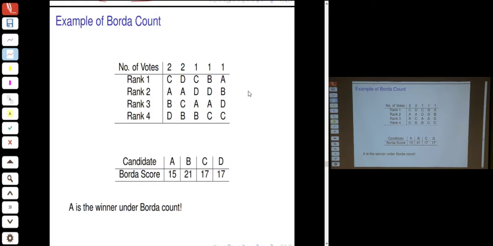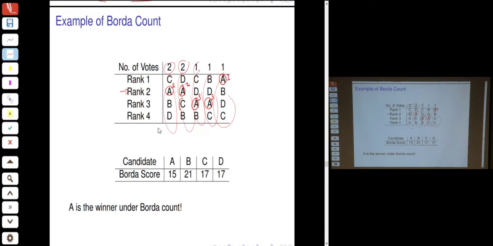There are 4 candidates, and these are various possible preference lists, and for each preference list you have the total number of votes polled. So for example, let's look at candidate A. Candidate A is ranked 2 here, so candidate A gets 2 points here. He is ranked 2 here, so he gets 2 points from here. He is ranked 3 here, so 3 points from here. Ranked 3 here, so also 3 points from here. Ranked 1 here, so 1 point from here.